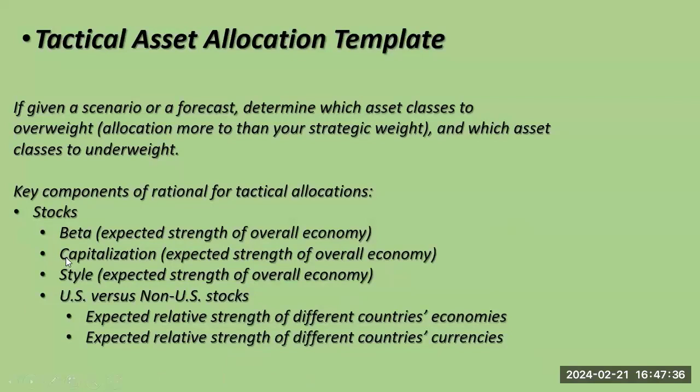On stocks, it's pretty straightforward. It's all about the economy. On beta, strong economy, you can buy cyclical stocks. Weak economy, buy defensive. Capitalization, strong economy, small cap; weak economy, more preference for larger cap. Style, strong economy, value can work really well. Weak economy, growth is probably going to do better. And then US versus non-US, it's their economies relative to each other and their currencies.